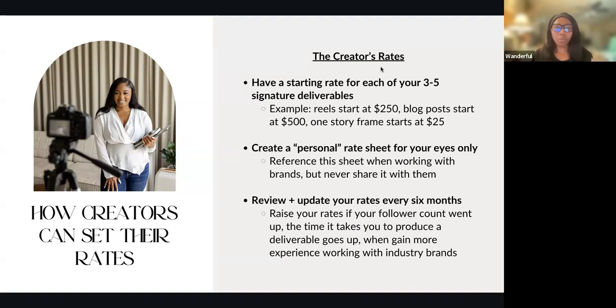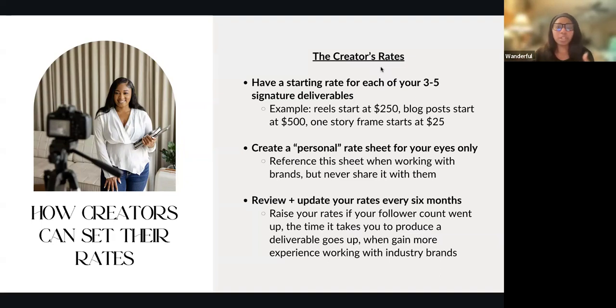Whenever you're quoting your rates to brands, I always recommend saying, for example, my reels start at 250. The keywords are "starts at." So brands know that is 250 and up from there. It's not below 250, and sometimes it's not even 250. It's 250 and up from there.